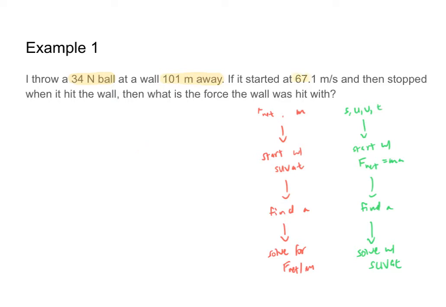If it started at 67.1 meters per second and then stopped when it hit the wall, what is the force the wall was hit with? So I can tell reading this that my unknown is force, since I am being asked to find the force. So that means, looking at the two ways that we can solve these problems that I went over in the last slide, I'm going to have to follow the red method, because I am being asked to find force. That means I need to start by filling out a SUVAT table.